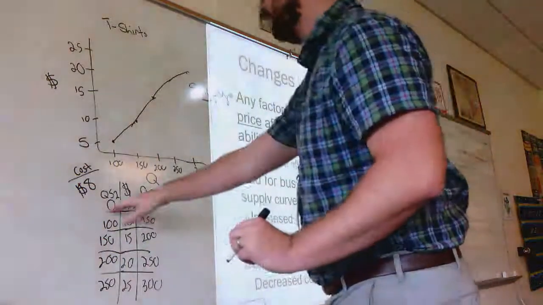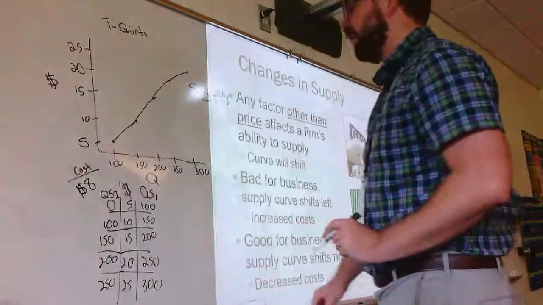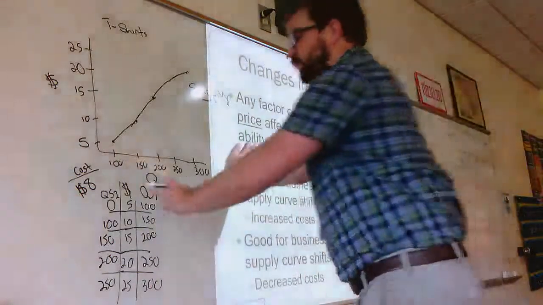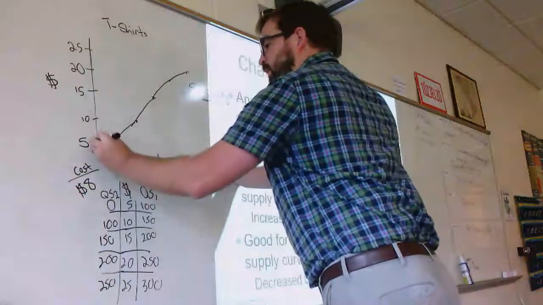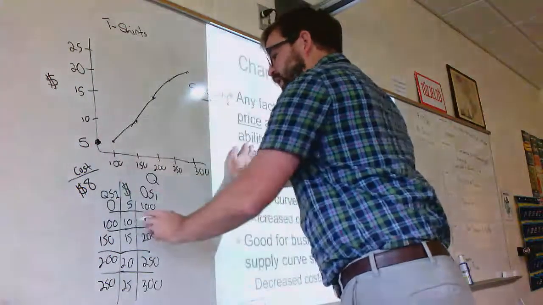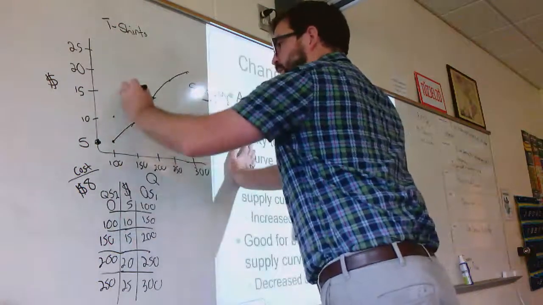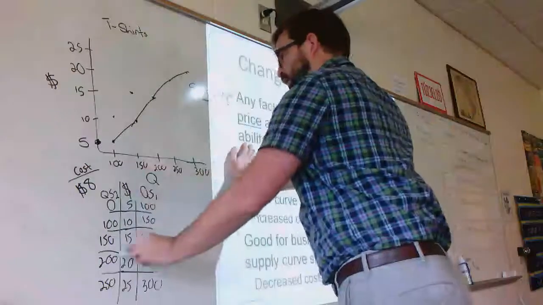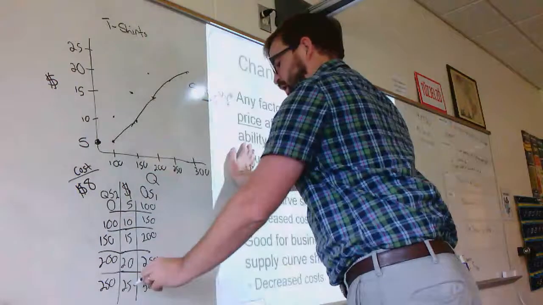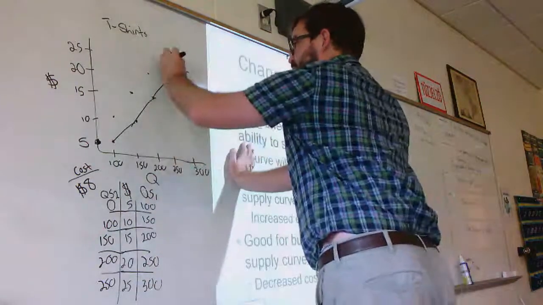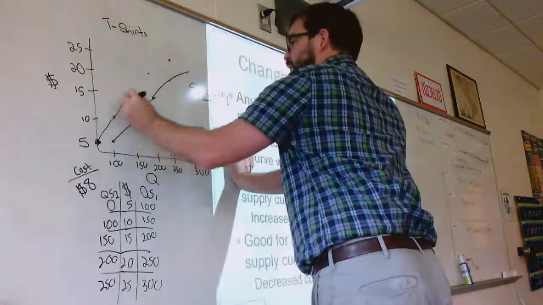Now we can plot out this new supply curve and see how it changes. At $5, we're not going to be able to produce any of these shirts. At $10, we'll be able to make 100 now. At $15, we'll make 150. At $20, we'll make 200. And at $25, we'll make 250. This would be our new supply curve then.